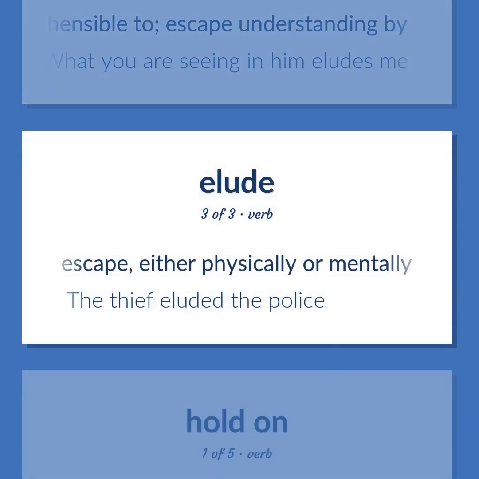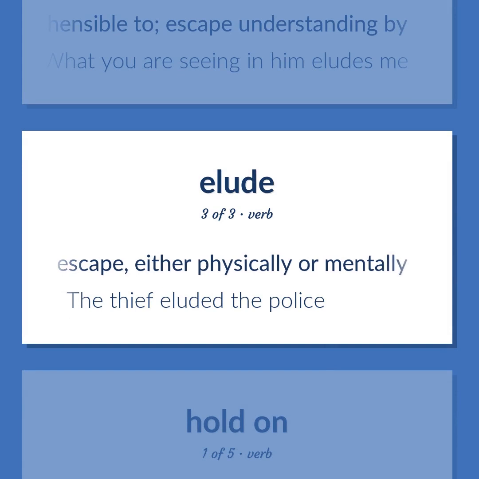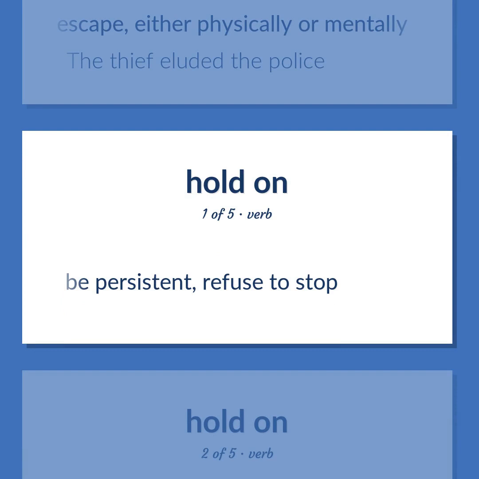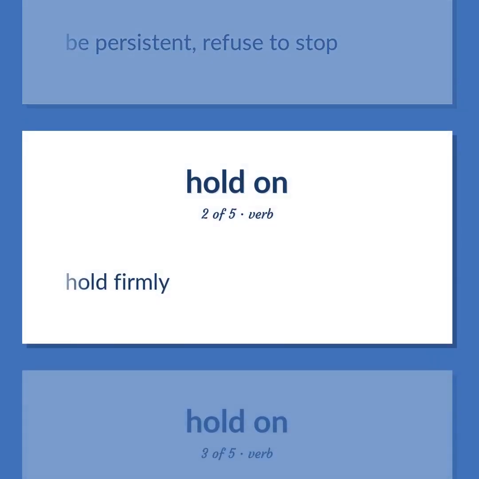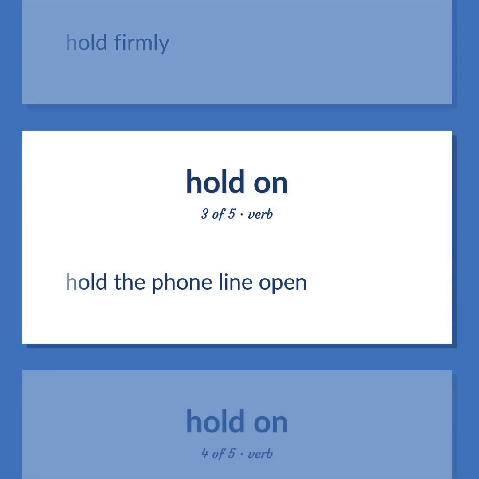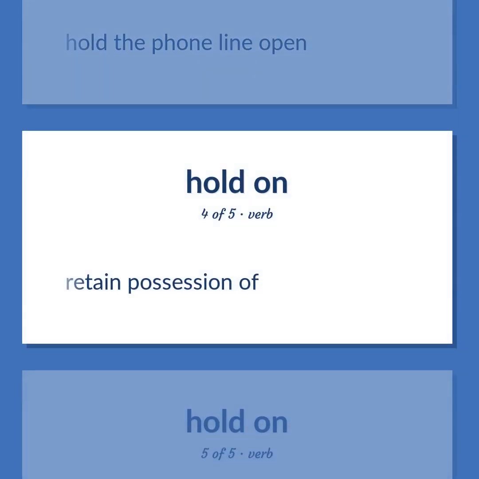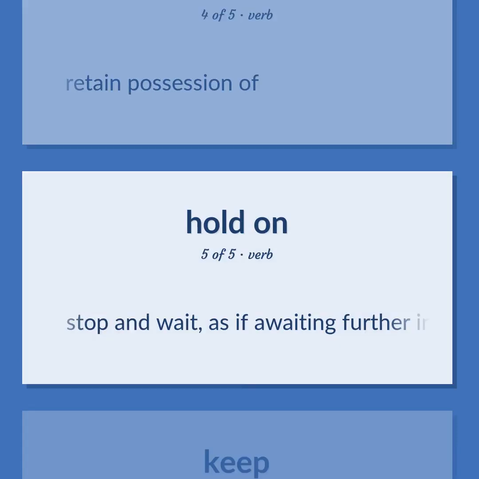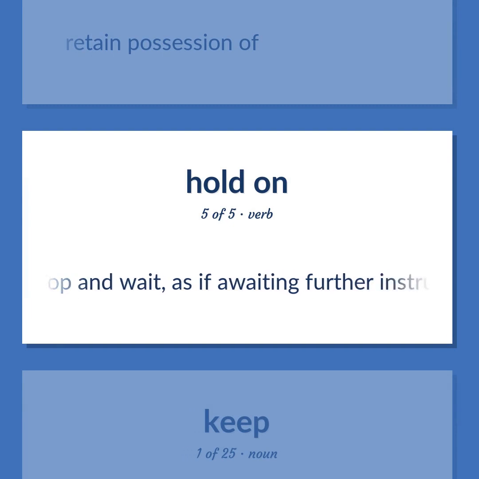Escape, either physically or mentally. The thief eluded the police. Be persistent, refuse to stop. Hold firmly. Hold the phone line open. Retain possession of. Stop and wait, as if awaiting further instructions or developments.